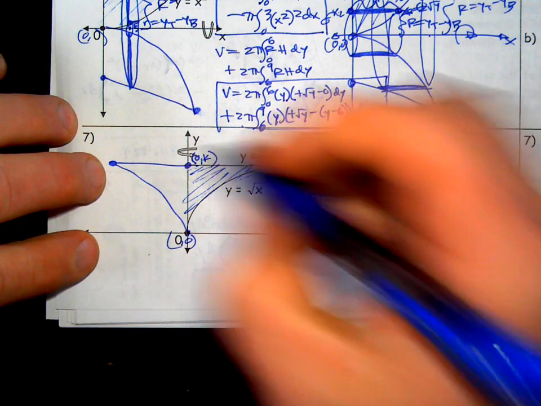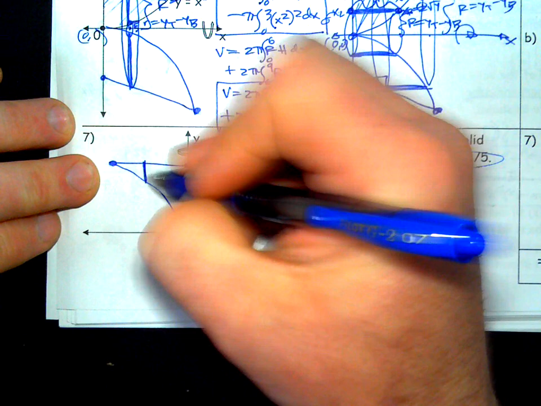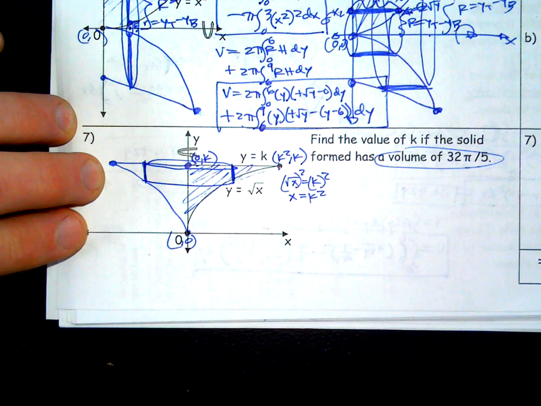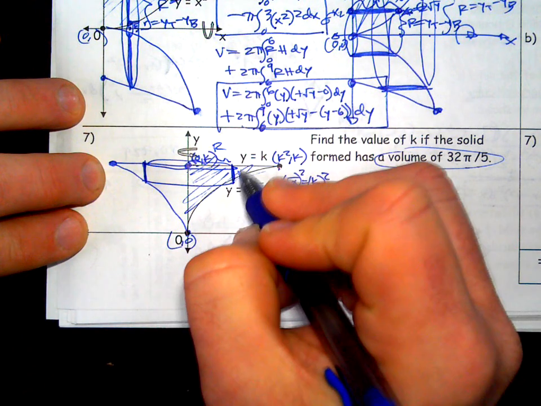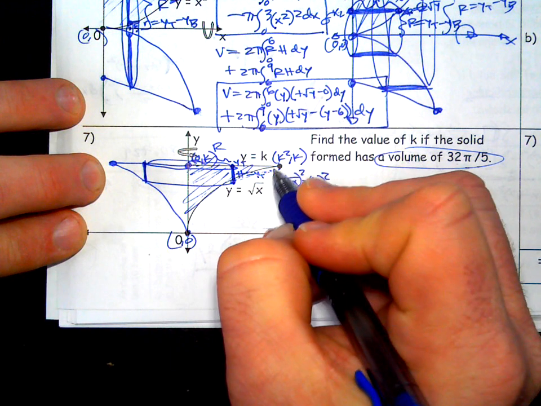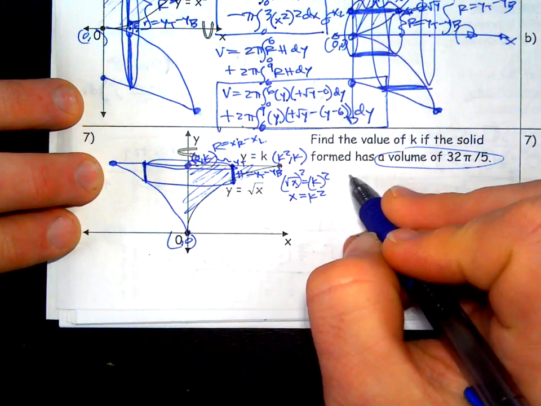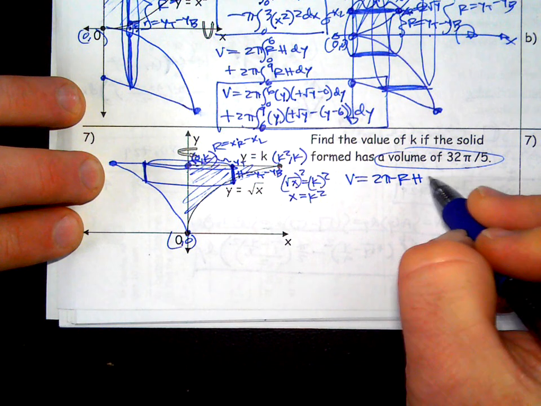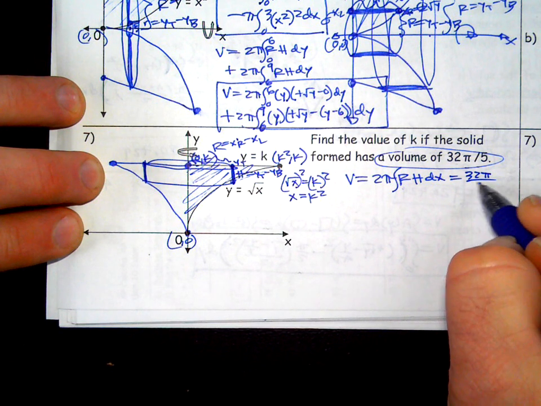So if we do vertical slices, I'm going to try and squeeze both of these in on the same picture. You don't have to do them both, so you're probably just going to do one. If we do vertical slices, it's going to be parallel to the axis of rotation. So those are going to be shells. And we get R and we get H, and H is y top minus y bottom. And R is x right minus x left. And the volume would be 2 pi RH dx. And it's going to equal 32 pi over 5.